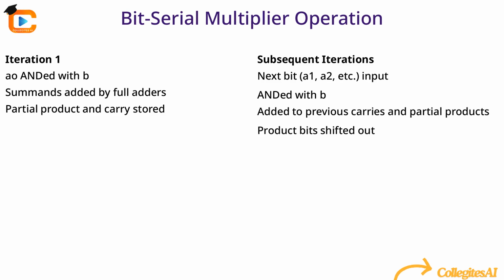The multiplier operates iteratively. In the first iteration, the first bit of the multiplier is ANDed with the multiplicand, and the result is added to produce a partial product. Subsequent iterations repeat this process, shifting in the next bits of the multiplier and accumulating the partial products to generate the final result. The carry is fed back within the same stage to avoid propagation delays.